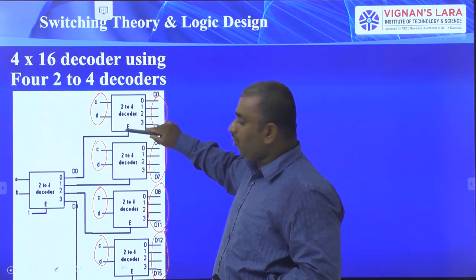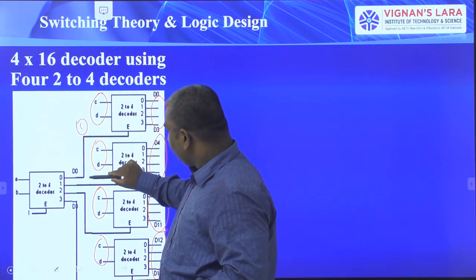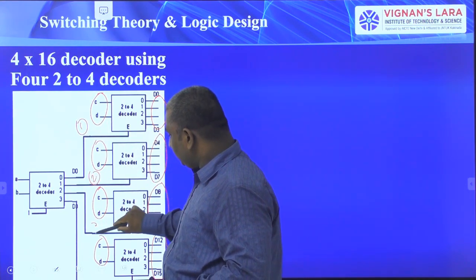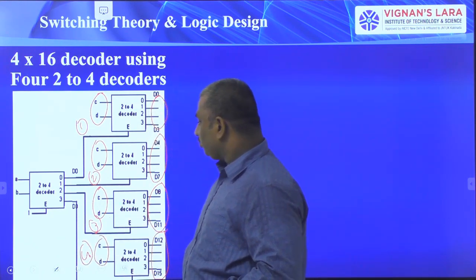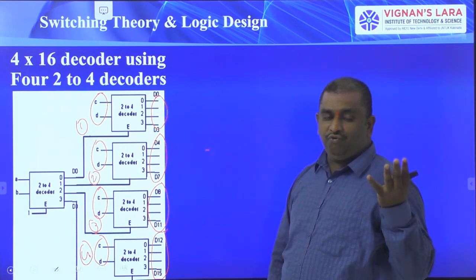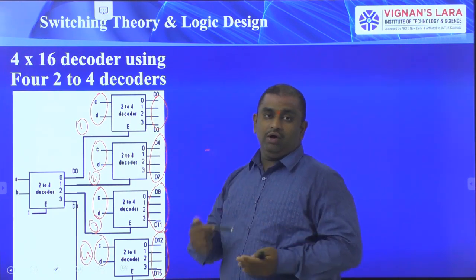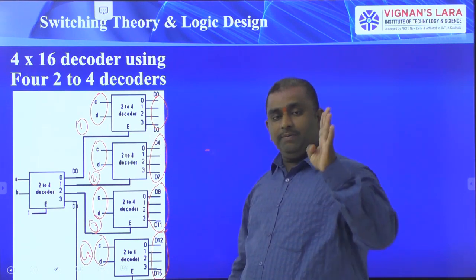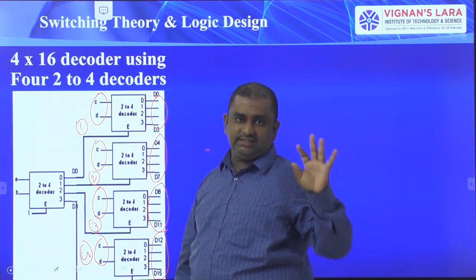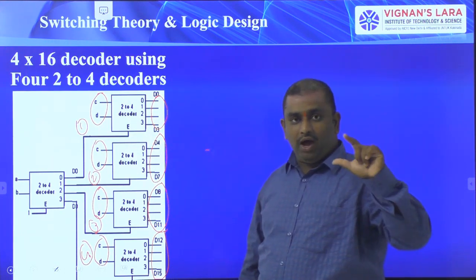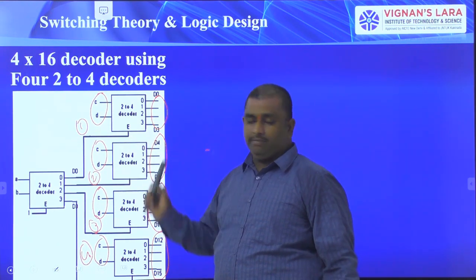For each decoder, I have only one enable signal. So this is the first enable signal, this is the second enable signal, this is the third enable signal, and for this fourth decoder, I have the fourth enable signal. Total, I have 4 decoders and 4 enable signals. In implementing the 4 to 16 decoder, the inputs are C and D for all of them. Now I have to give 2 more inputs, since I have 4 enable signals.